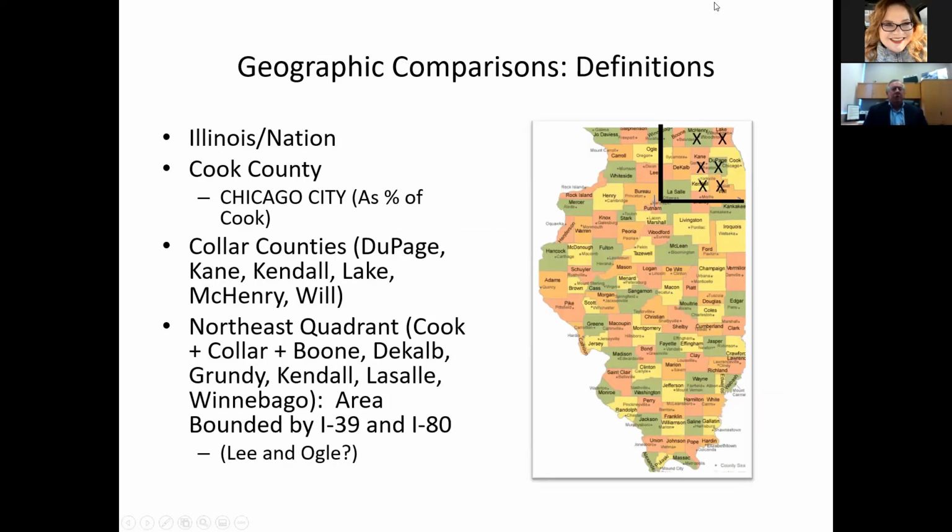For definitions for what we are going to do, we're going to compare Illinois to the nation. We will look at Cook County with Chicago City as a percentage of Cook County. We will look at the collar counties, the X's that you see in the slide, and the collar counties are DuPage, Kane, Kendall, Lake, McHenry, and Will. And we will look at the northeast quadrant, which consists of Cook, plus the collar counties, plus Boone, DeKalb, Grundy, Kendall, LaSalle, and Winnebago. This is an area bounded basically by I-39 north-south and I-80 east-west. Some people include Lee and Ogle County in the Northeast quadrant. I do not do so for most of my work.